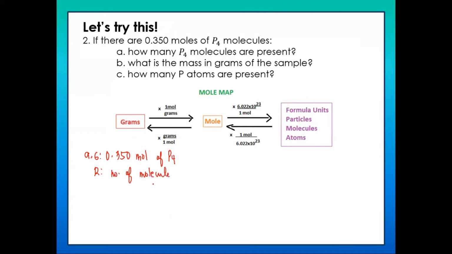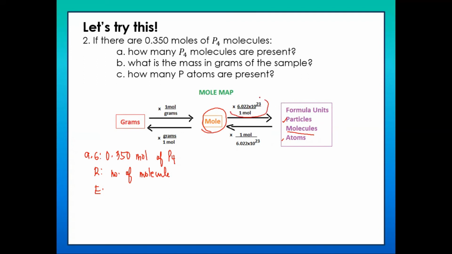Okay? And for our equation, tingnan natin yung mole map. Our given is mole. So, tingnan natin yung direction. Where are we leading to when we use this mole map? So, mole is the given. We're looking for molecules. Okay? It could be molecules, particle, atoms, so on and so forth. Okay? So, therefore, our direction is moving towards this one.